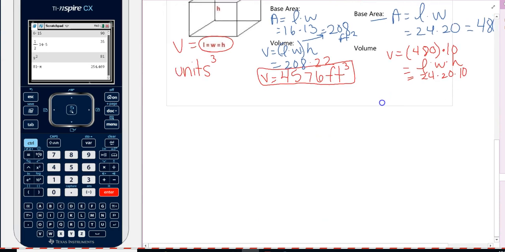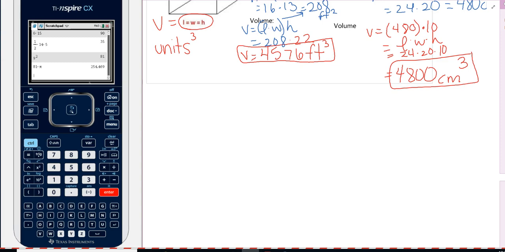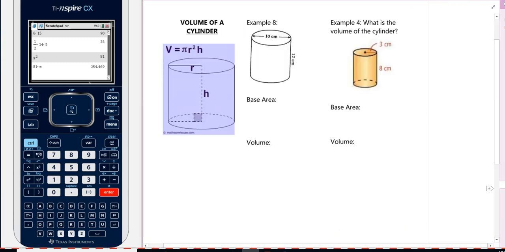All right, once I multiply all those terms together, either 24 times 20 times 10 or 480 times 10, I do get 4,800. This was in centimeters, and now this is volume, so therefore I have to use that cube on my units. All right, I know I have my calculator there, but for the most part, we should all know how to multiply in our calculator by now. And if that's something that you do not know, please let me know. Last shape that we're going to try to find the volume of is the volume of a cylinder.